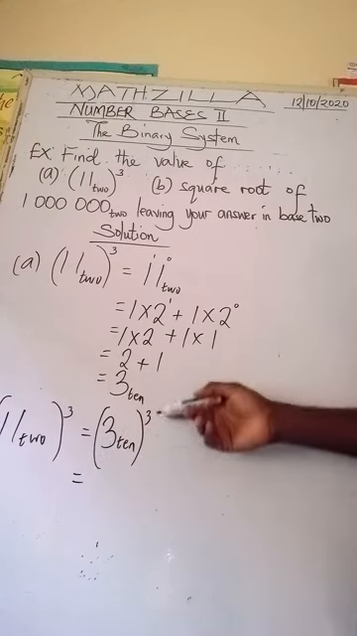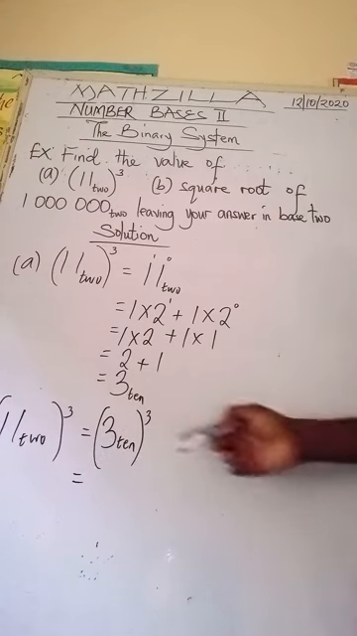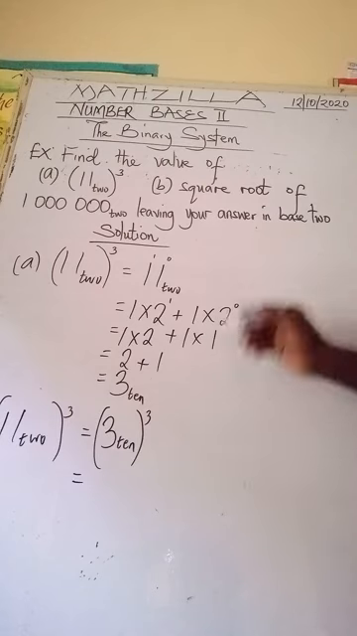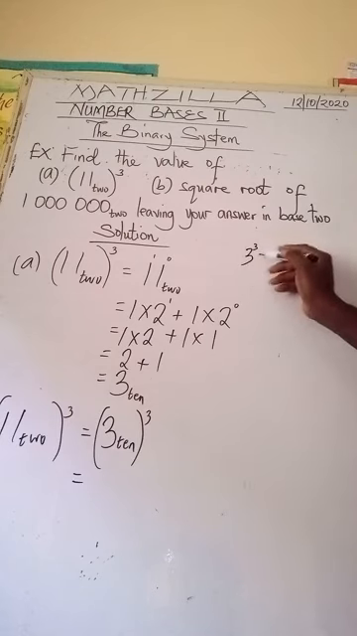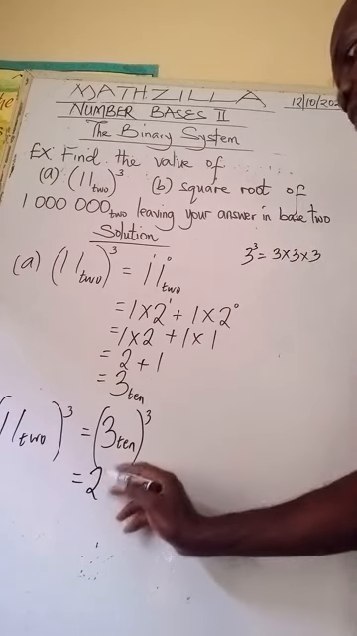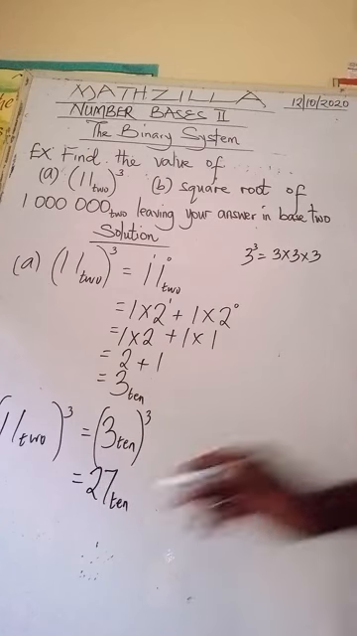So you cube this. If it is squared, you square. If it is raised to the power of 4, you raise it to the power of 4. Since it's 3 now, we'll raise it to the power of 3. 3 raised to the power of 3 is 3 times 3 times 3. 3 times 3 is 9, and 9 times 3 gives us 27. So that is 27 base 10.